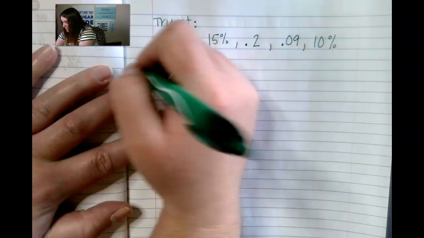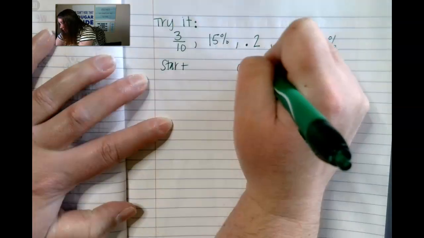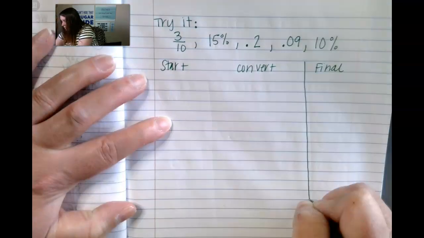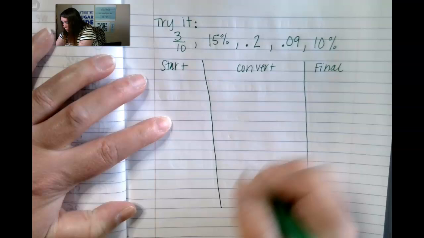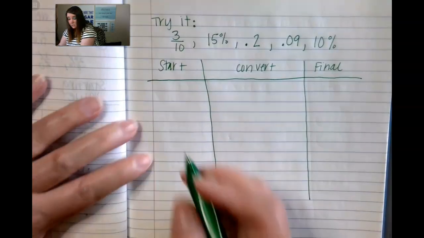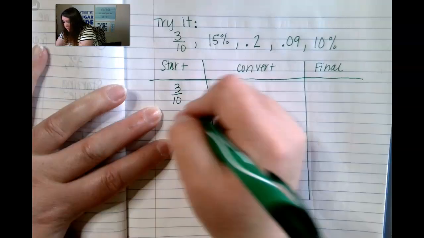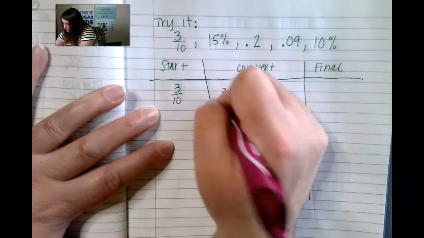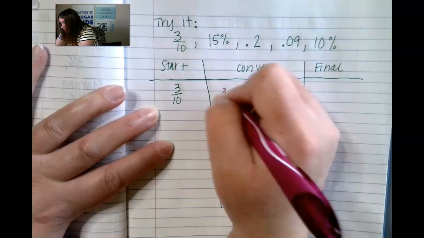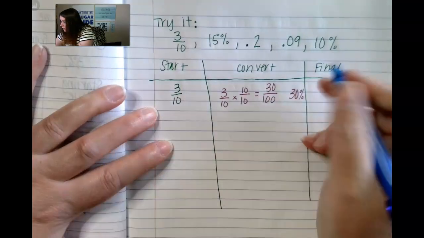So I'm going to start by making my columns here: my start, my convert, and my final or equivalent representation. You choose how you want to represent it. Again, I'm sticking with percentages because those are easiest for me to convert to and compare. So 3/10 is equivalent to, I know I need to multiply by 10 to get it to equal 100. 3 times 10 is 30, and so this one is 30%. So my output is 30%.